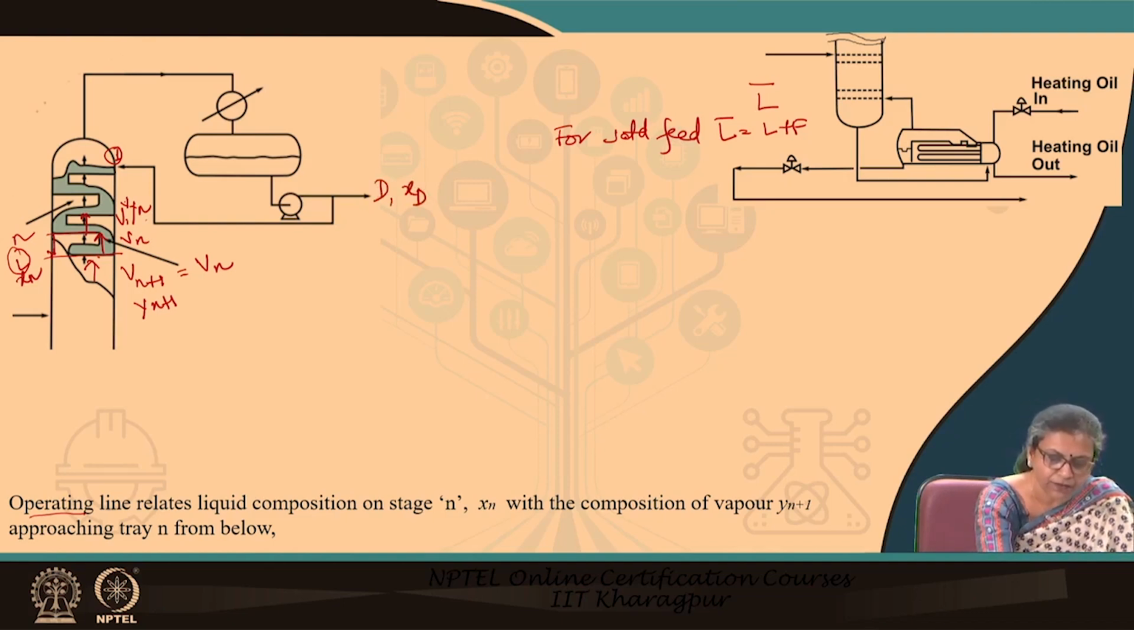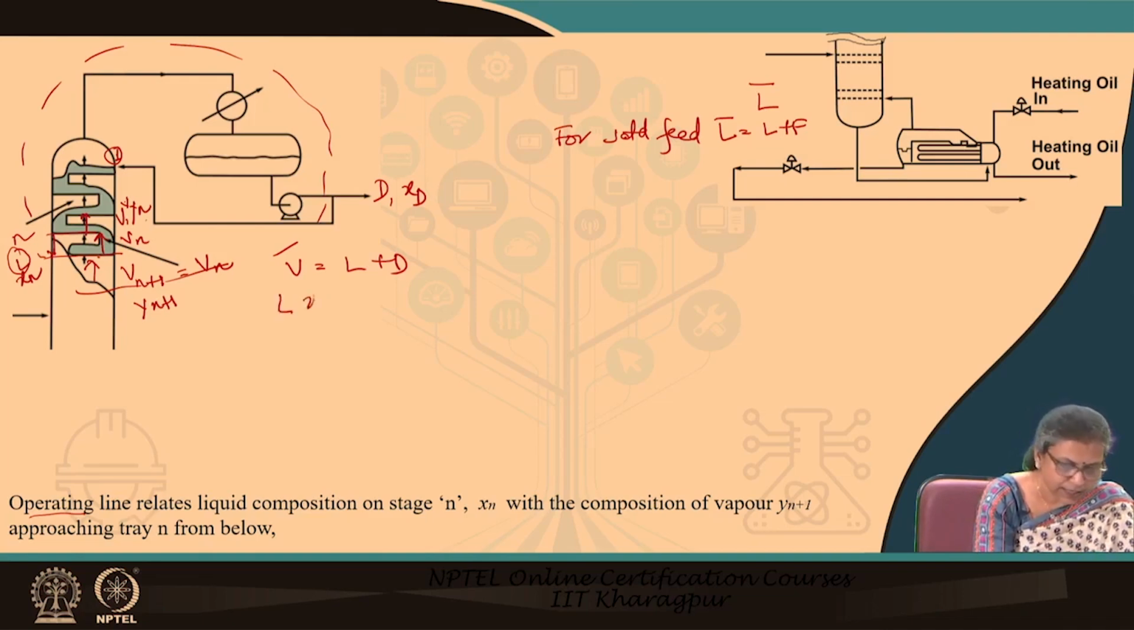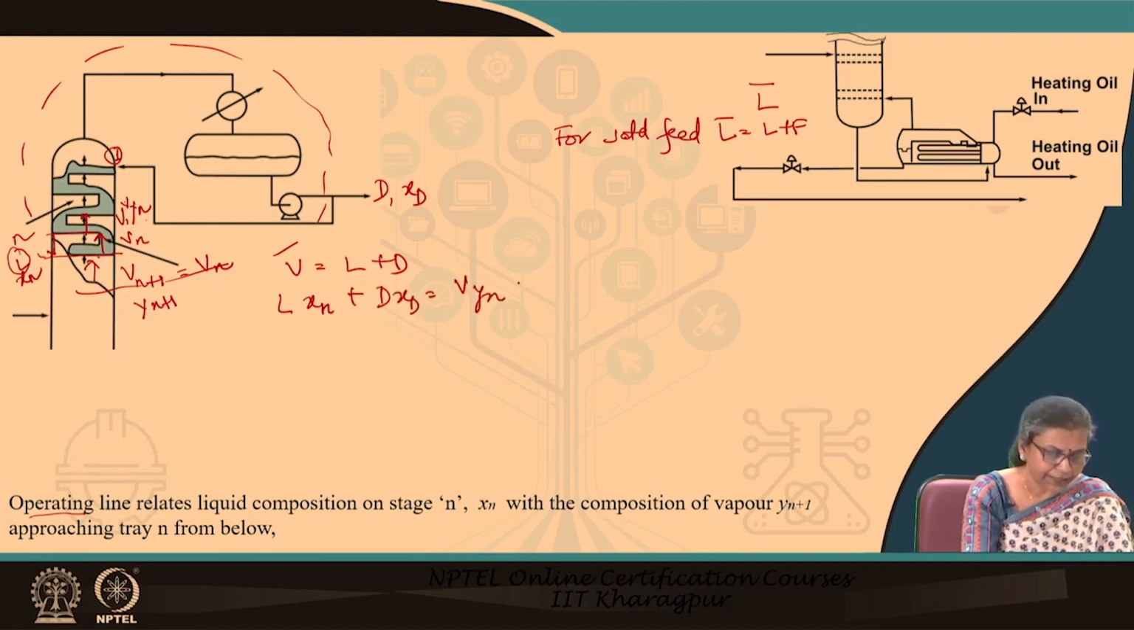So if we make a material balance around this particular part, what do we know? We know that here V is entering, L is coming down, and from here D is coming out. The overall material balance gives us this, and the component balance gives us L xn plus D xD equals V y n plus 1, right.